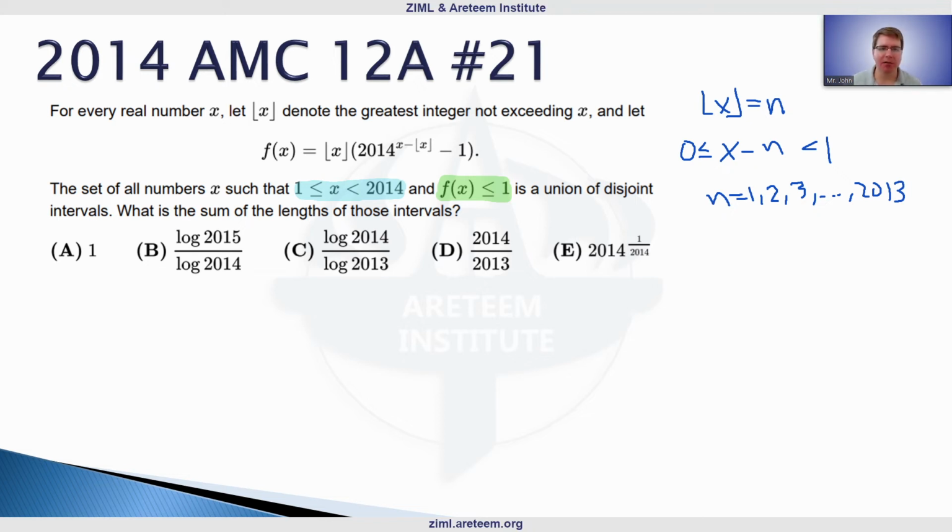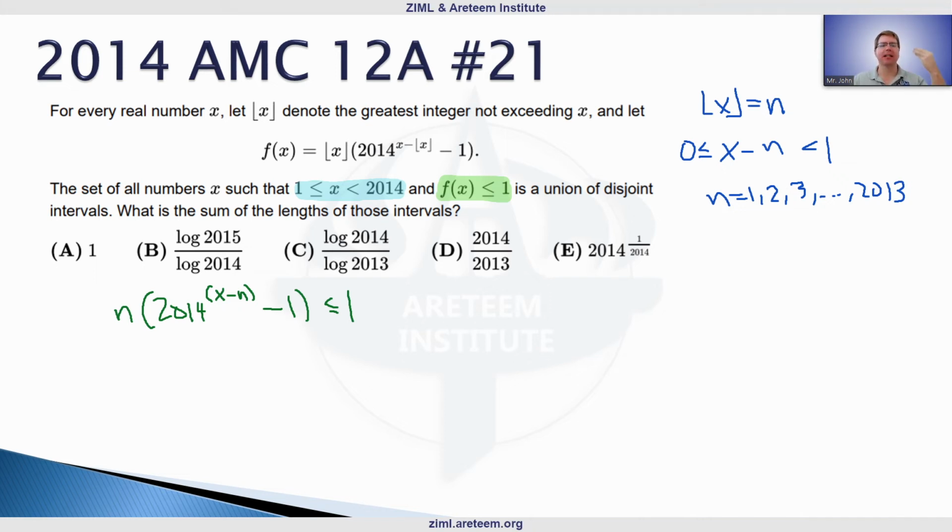But let's write out everything in terms of x and n. So our function f of x becomes n times 2014 raised to the, in the exponent, just for clarity, let me put parentheses, (x minus n) minus 1. And we want this to be less than or equal to 1 in this case. Now, as I mentioned, x and n are related, but let's solve this as an inequality for x.